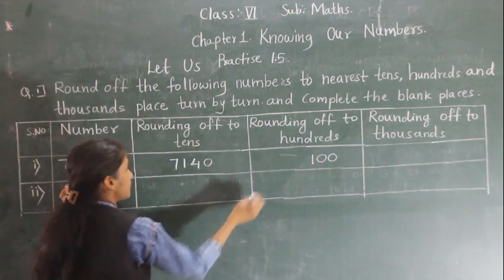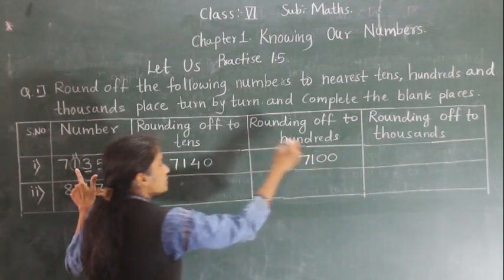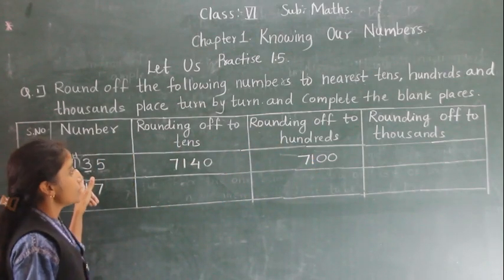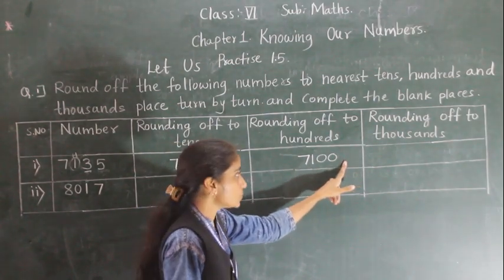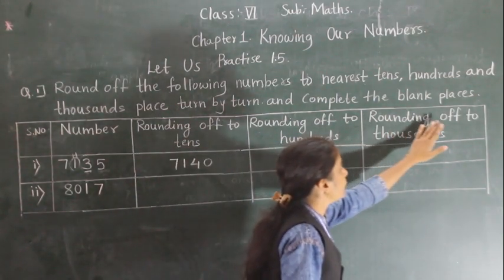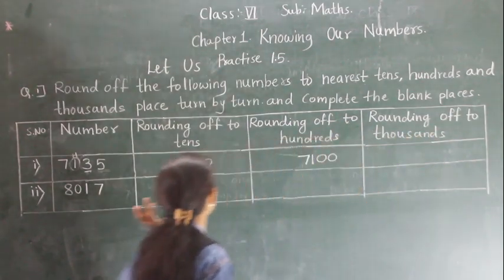One as it is and 7. Okay, so 7100. Understood? Now next, rounding off to the thousands.